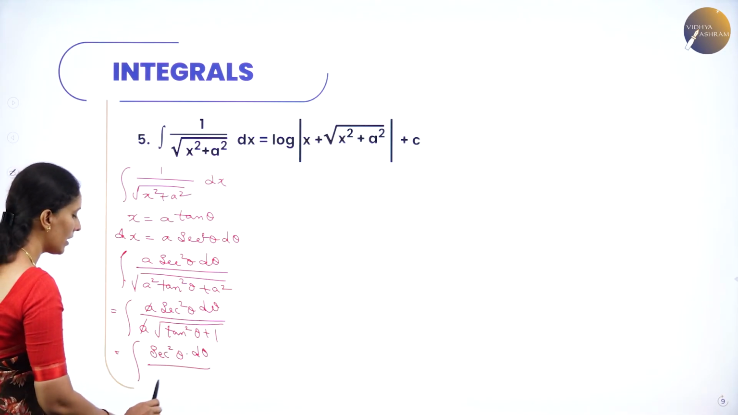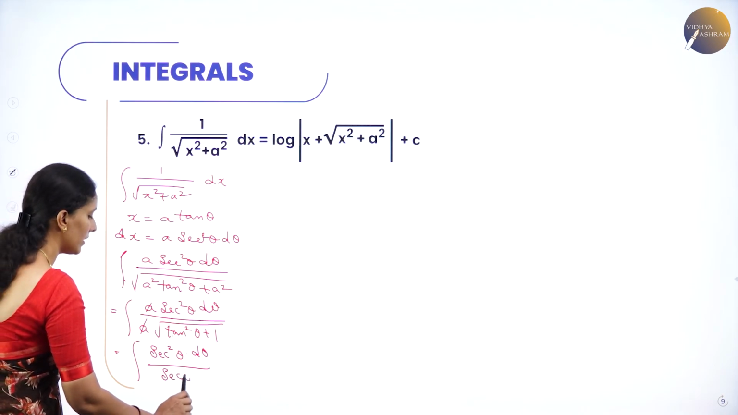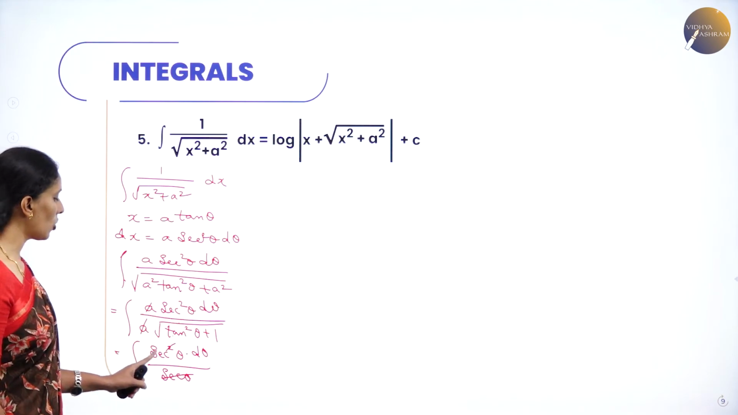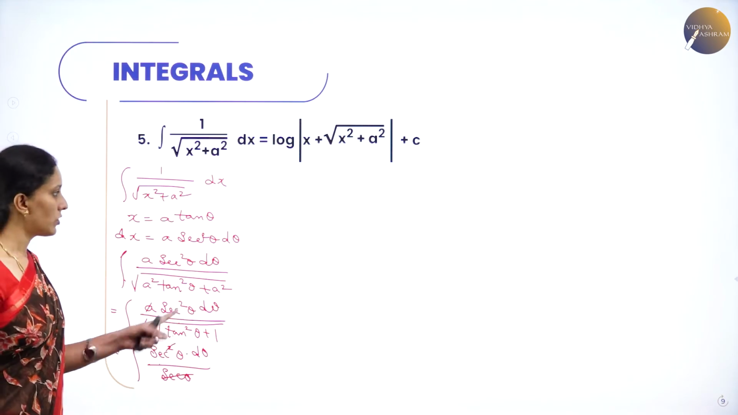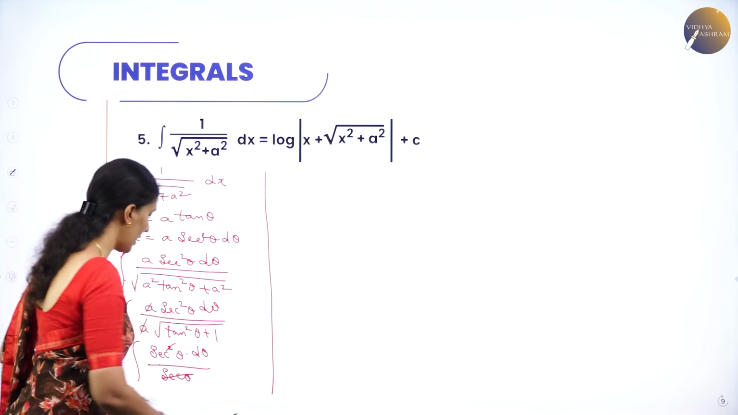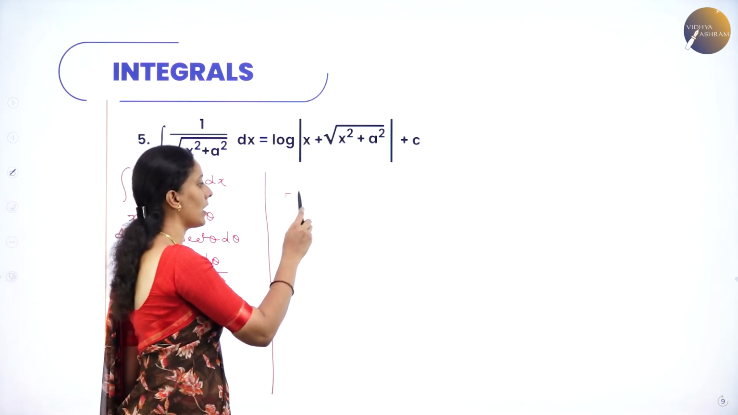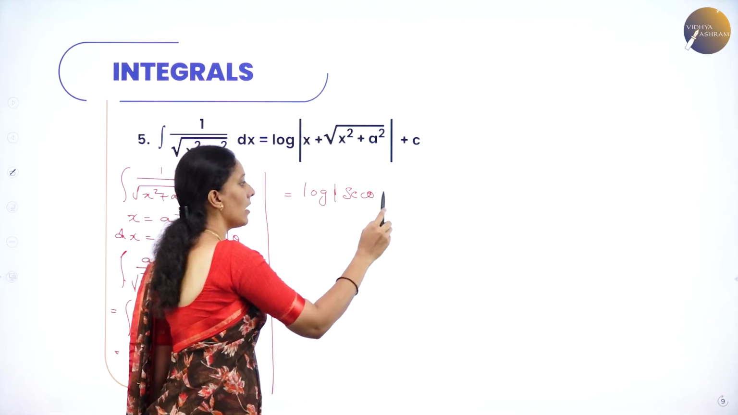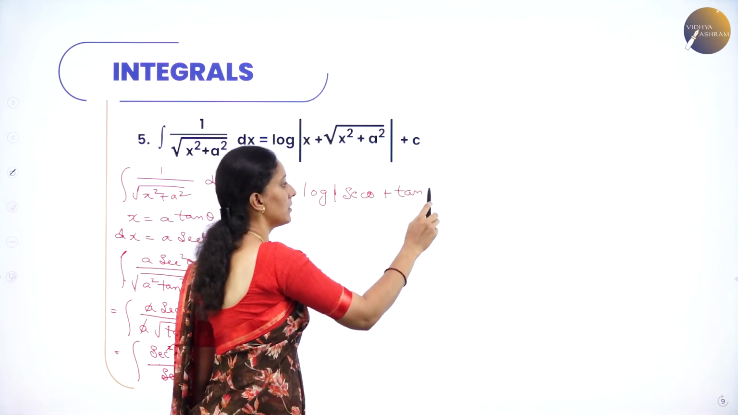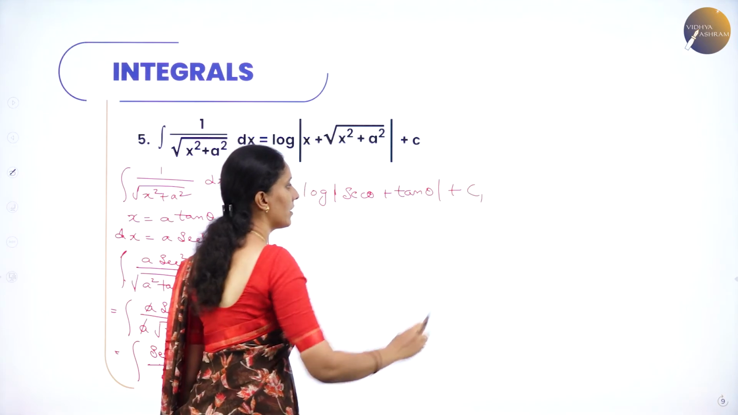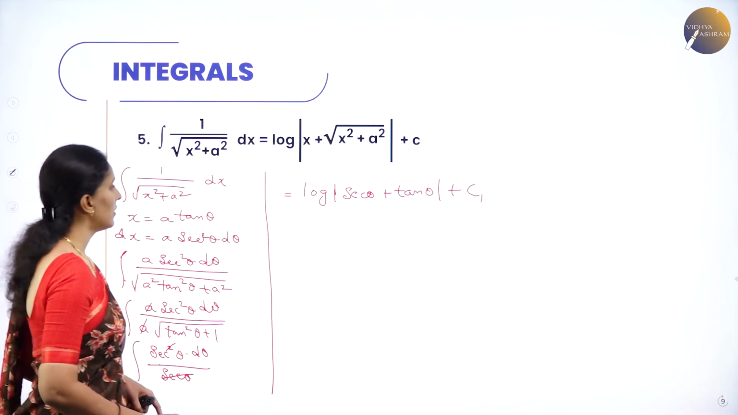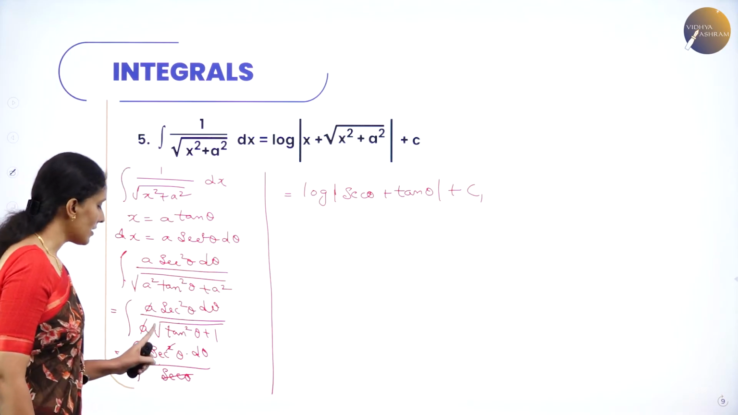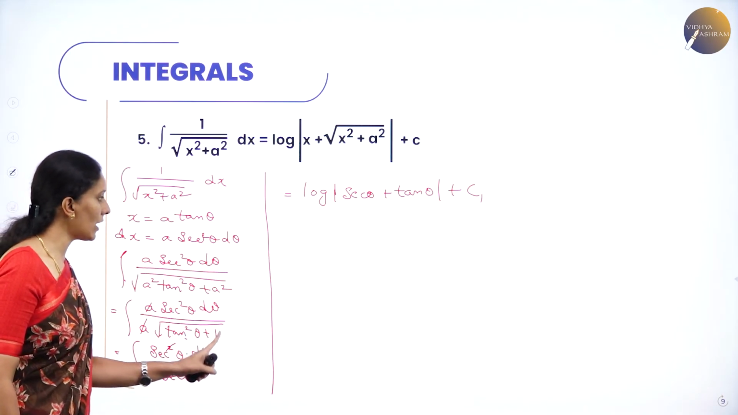Secant square theta under the square root becomes secant theta. So one secant theta gets cancelled. Now we have to take the integral of secant theta d theta, which is one and the same. Again, the integral of secant theta can be written as log of modulus of secant theta plus tan theta plus C1, I will take. So now secant theta can be written as square root of tan square theta plus 1.